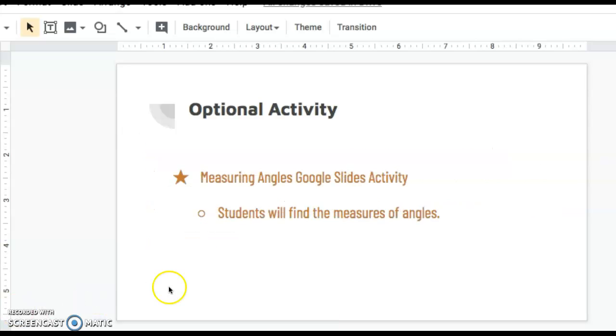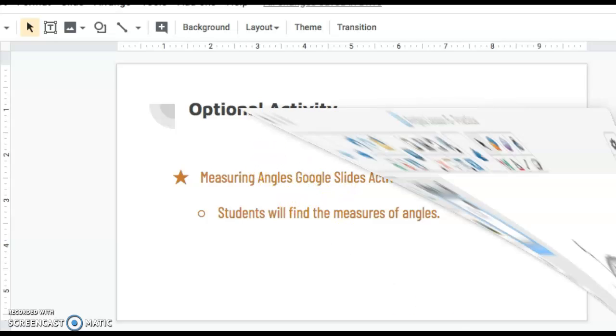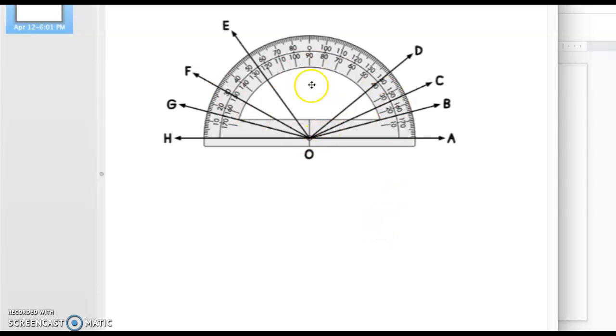The one that we're going to be looking at together is this measuring angles Google Slides activity. Okay, so we're going to be doing some of these examples together. Now, I'm not going to use the actual Google slide, but I am going to use an example of what it looks like. So this is the protractor that will be used on your Google slide. And on this Google slide, you will have different angles that are asking for the measurement. When we look at these different angles, we will be naming them.